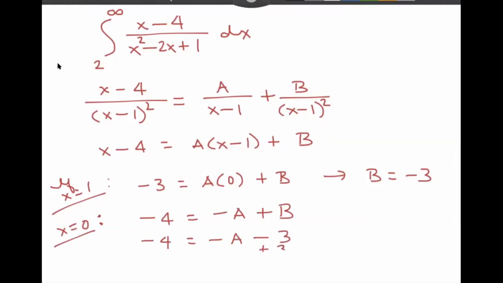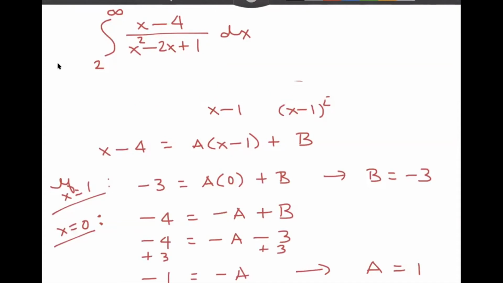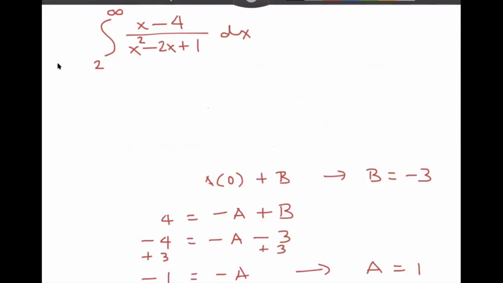So if we add 3 to both sides, we get -1 is equal to -a, and that means a is 1. All right. So now, unfortunately, I only left 2 screens for this problem, which is not enough. So I am going to go back now and get rid of this. The important thing is that b is -3 and a is 1.